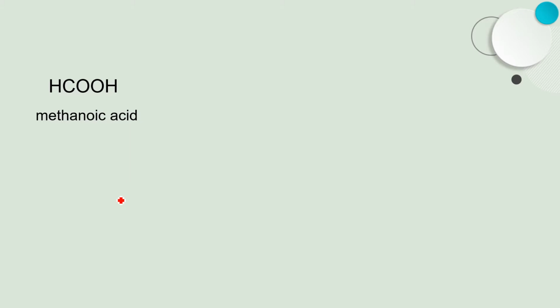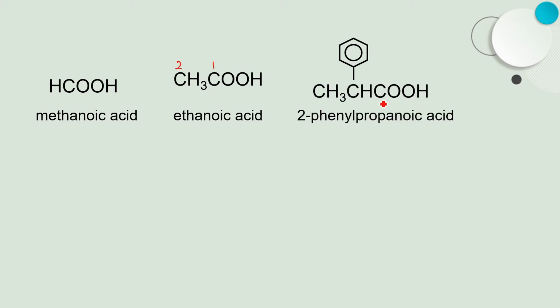For example, this is the simplest carboxylic acid, which contains only one carbon. Therefore, the IUPAC name is methanoic acid. For the second example, there are two carbons and we must number from the carboxyl group as the first carbon. Therefore, the IUPAC name is ethanoic acid. In the third example, the carboxyl group is at the end of the carbon chain. The longest carbon chain here is 3 carbons, while there is a benzene ring at the second carbon. The IUPAC name is 2-phenylpropanoic acid.